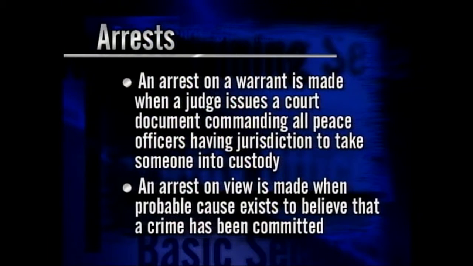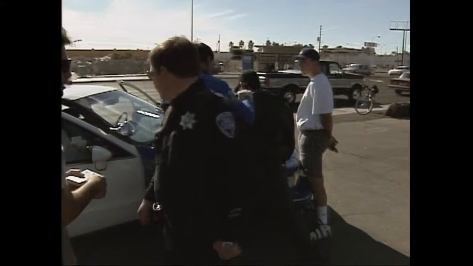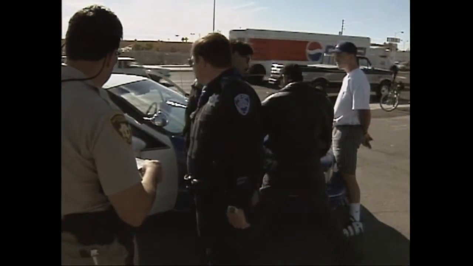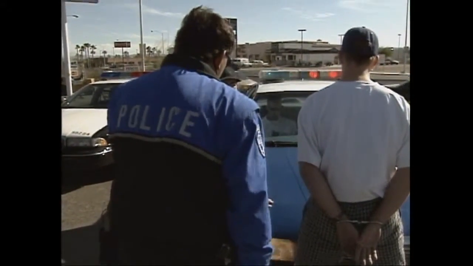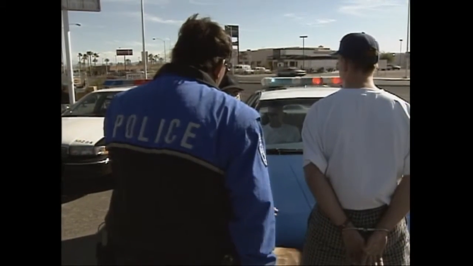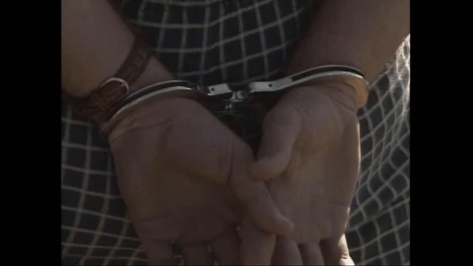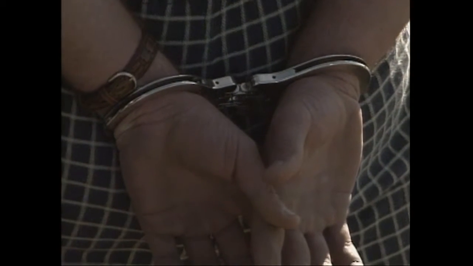An arrest on view is made when probable cause exists to believe that a crime has been committed and that the person being arrested committed the crime. Police officers have much broader authority to arrest on view than private citizens or security officers. Normally, the security officer can only make an on-view arrest for a serious crime that has been committed in their presence. In either case, the arrest takes place when the person arrested submits to the control of the person making the arrest.